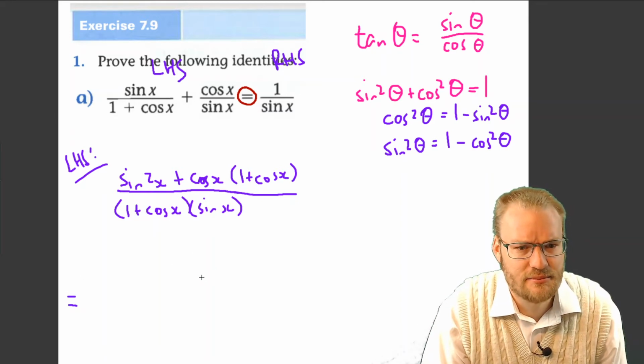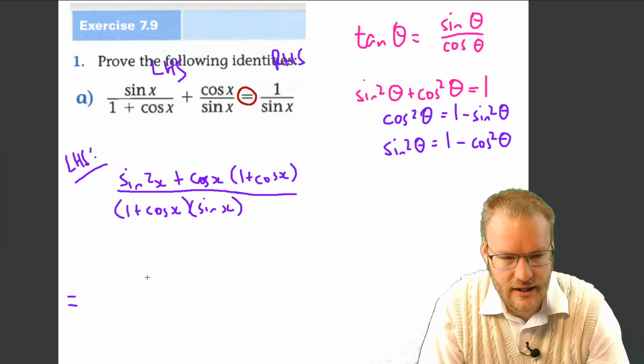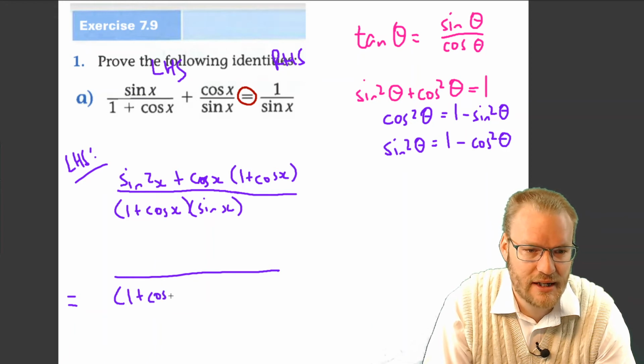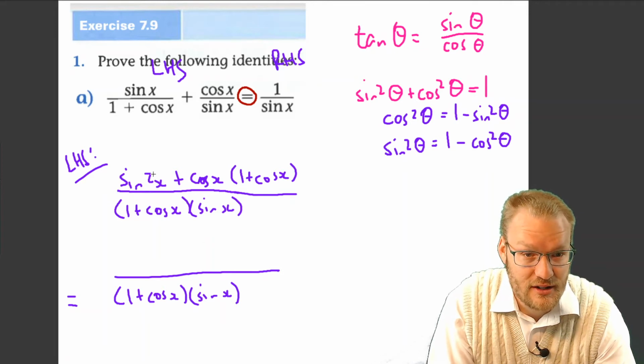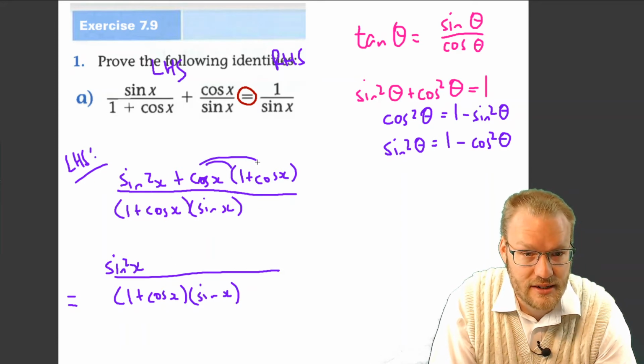Now it looks like there's some simplifying we can do. I'm going to leave the denominator as it is, 1 plus cos x. I don't want to multiply it out because we've got a sine x, so hopefully things are just going to cancel. Sine squared x, well, let's leave that as sine squared x, and let's multiply this into the bracket. Plus cos x plus, what we have, cos times cos squared x.